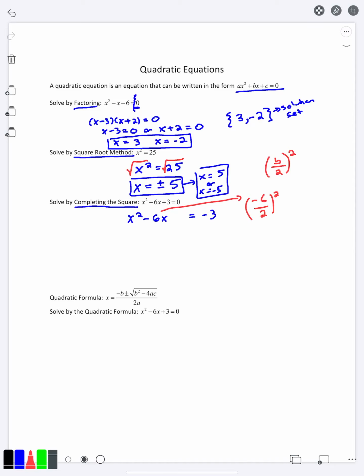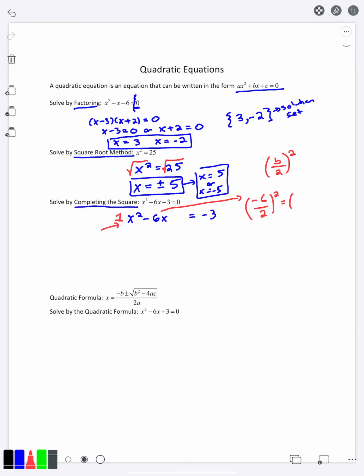I will also give you a warning that this only works if the number in front of the x squared is a 1, which it is in this problem here. If it was not a 1, we would have had to divide by whatever it was to get a 1 there, which then gives you more fractions and more annoyances on the problem. One of the reasons why I don't like this method.